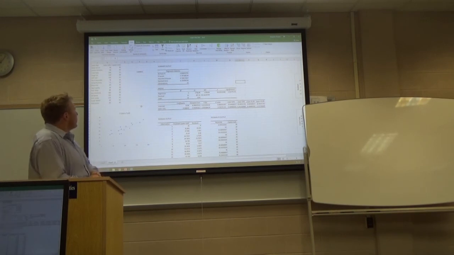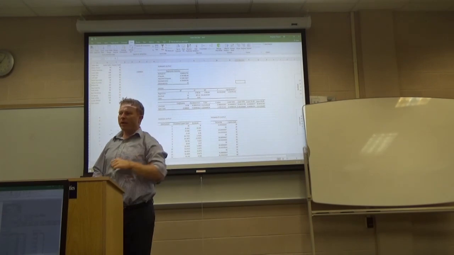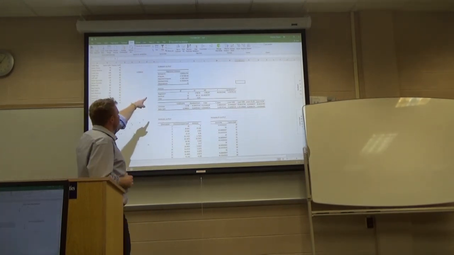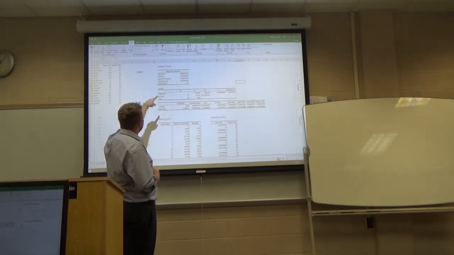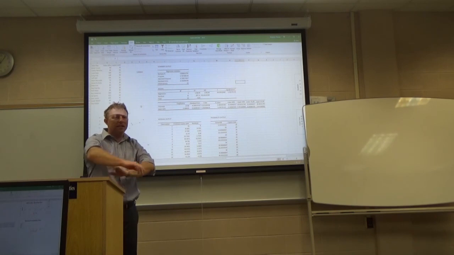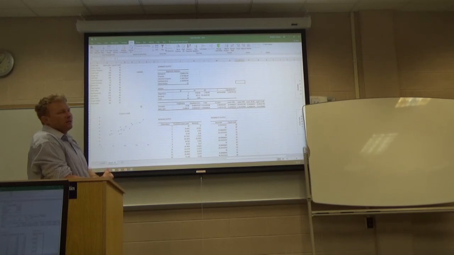What's that first one right there? Multiple R. Does everybody see that? Multiple R. What is that? Where have you seen 0.864? Correlation? Yeah, that's my correlation coefficient. Does everybody see that? That's my R. Remember R squared? That's my coefficient of what?